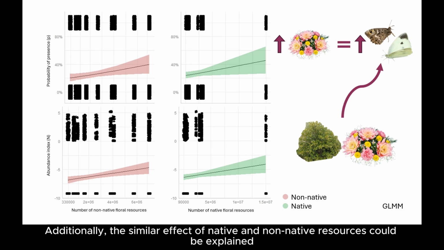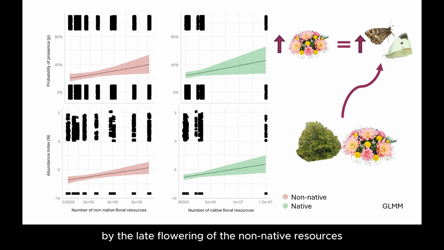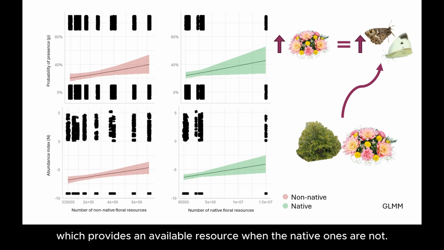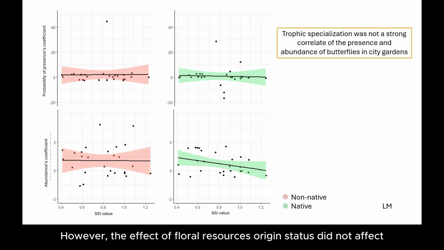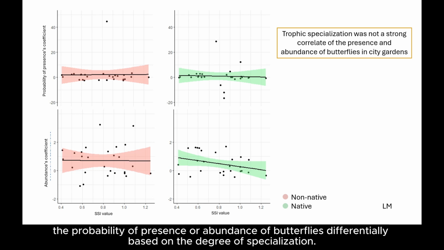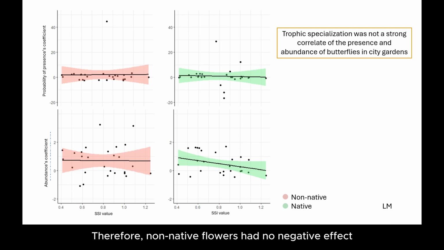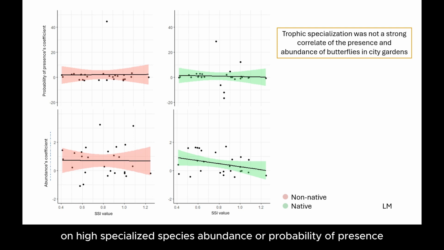Additionally, the similar effect of native and non-native resources could be explained by the late flowering of the non-native resources, which provides an available resource when the native ones are not. However, the origin status of floral resources did not affect the probability of presence or abundance of butterflies differentially based on the degree of specialization. Therefore, non-native flowers had no negative effect on highly specialized species abundance or probability of presence.